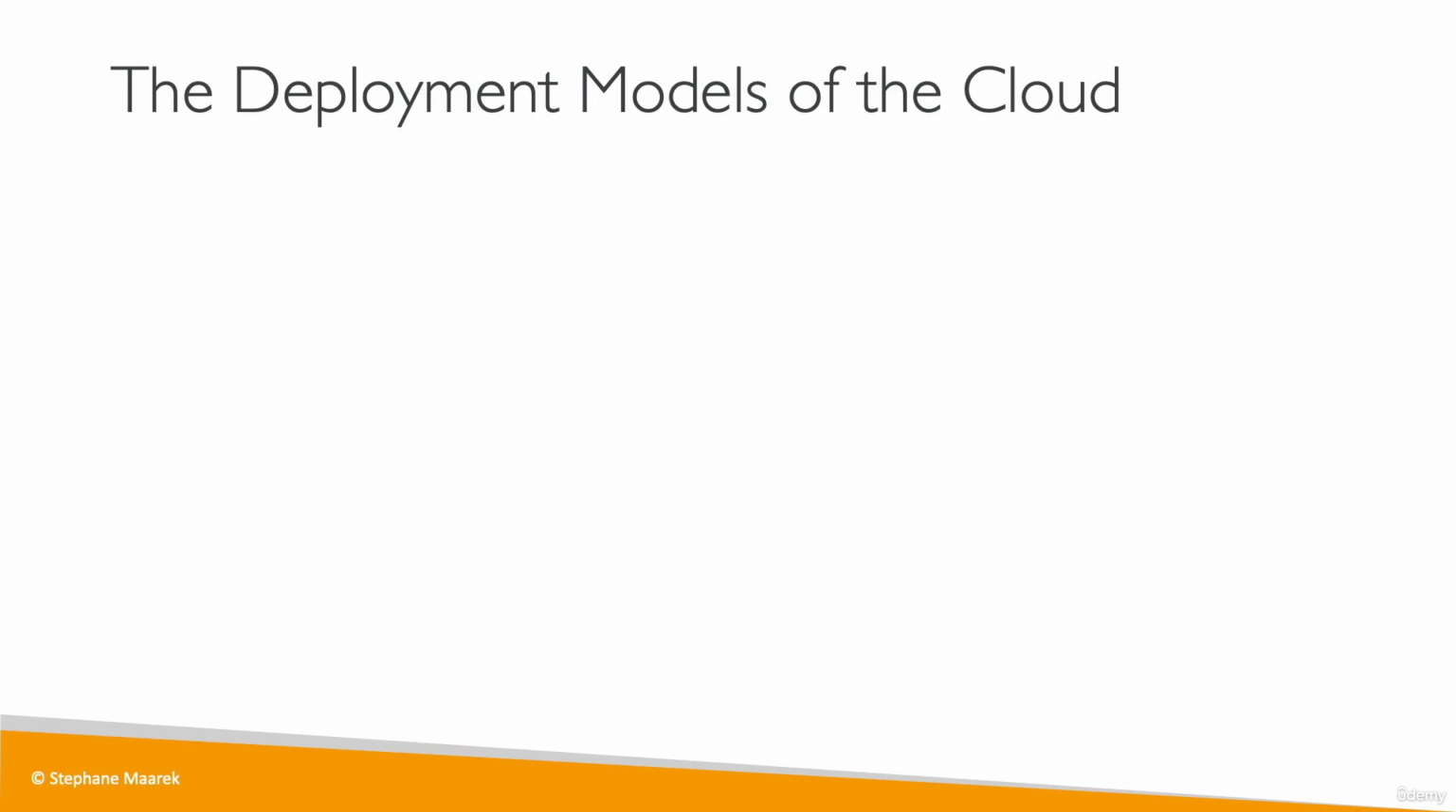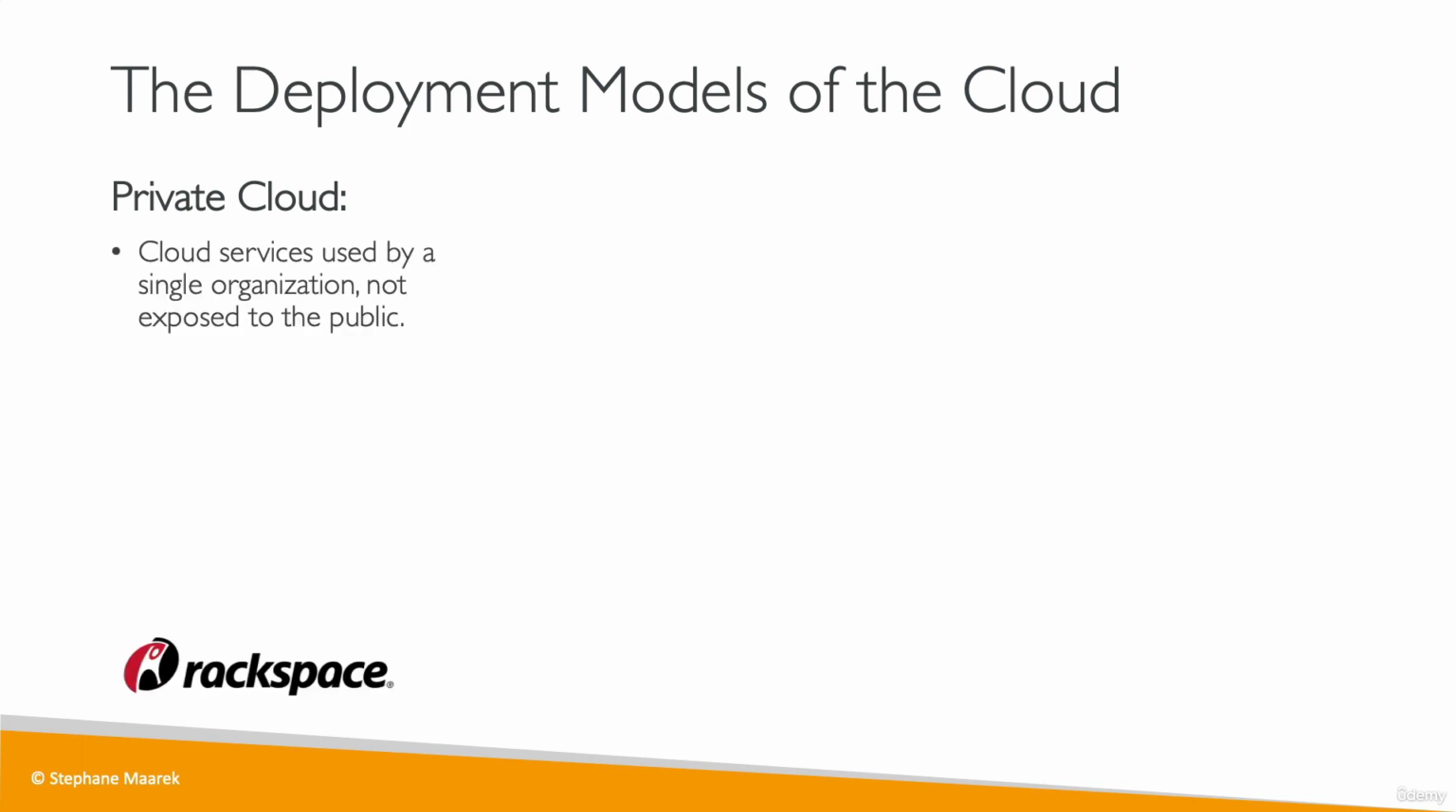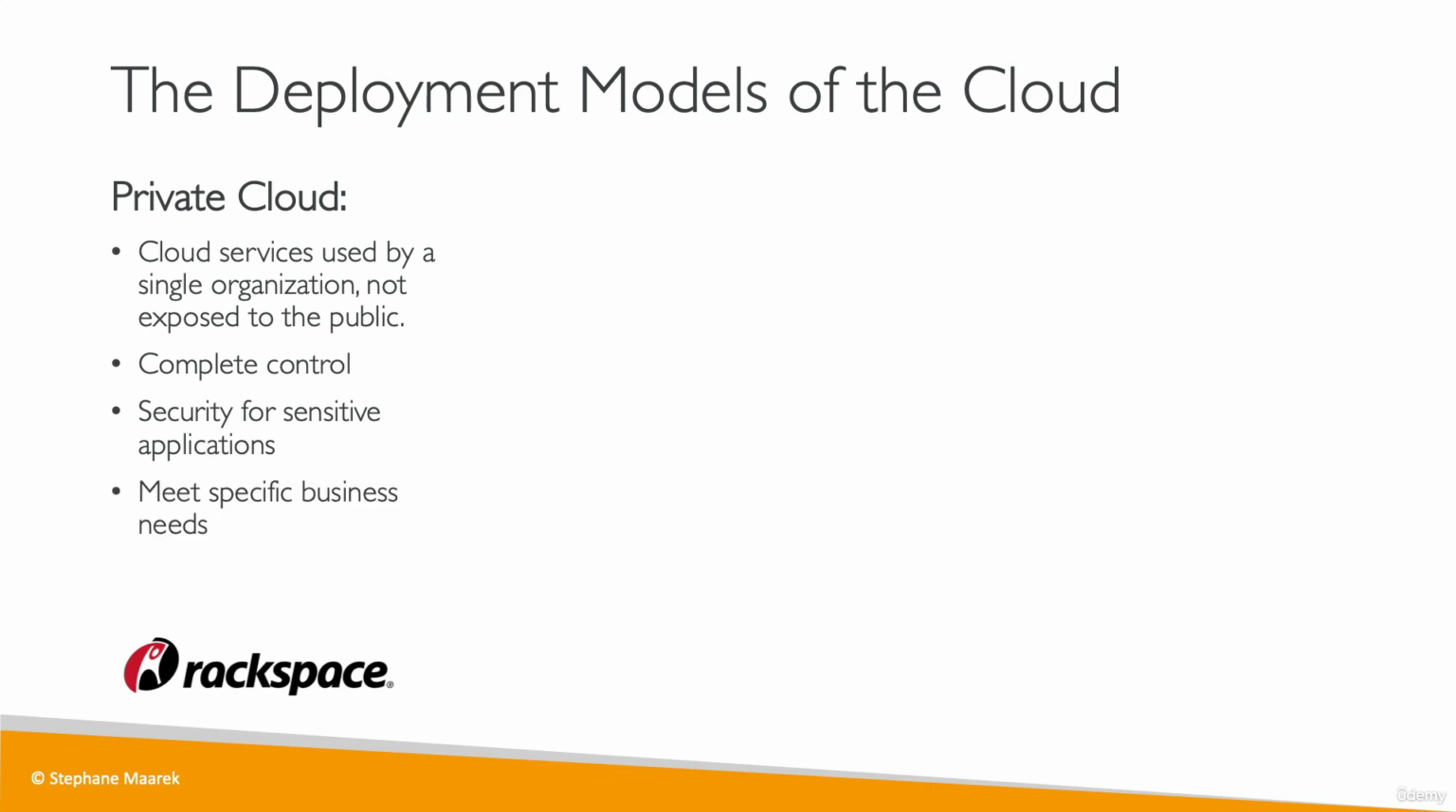So let's go one step further. There are different kinds of clouds out there. The first one is called a private cloud, and a provider could be Rackspace. This is cloud services used by a single organization. They're not exposed to the public. So you get your own private cloud, your own private data center. It's just managed by someone else. You still have complete control over it, and you have more security for sensitive applications, which may meet some specific business needs. This is out of scope for this course, but still good to mention.